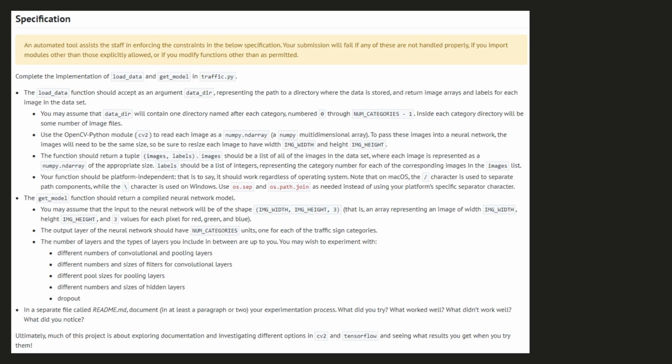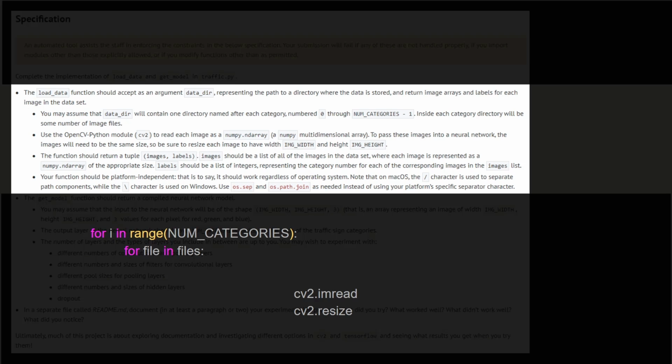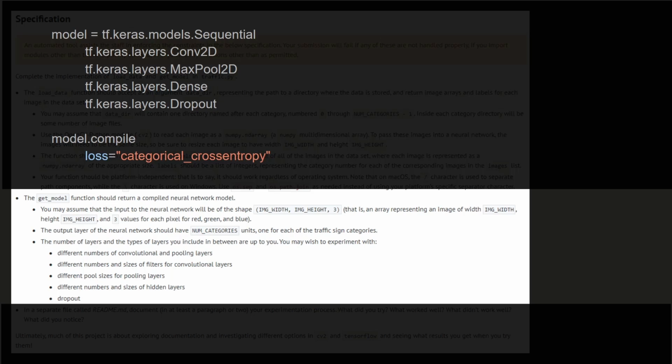Basically, we have to implement two functions, the load data and the get model. For the load data, we basically just need a couple of for cycles and use the OpenCV library with the imread and resize functions. And for the get model, we just need to use the sequential and the compile. In the sequentials, well, we can start playing with some convolutional layers, max pooling, dense, and some dropouts. And also, for this case, we used a categorical cross entropy in the model compile. Now let's go into the exploration.